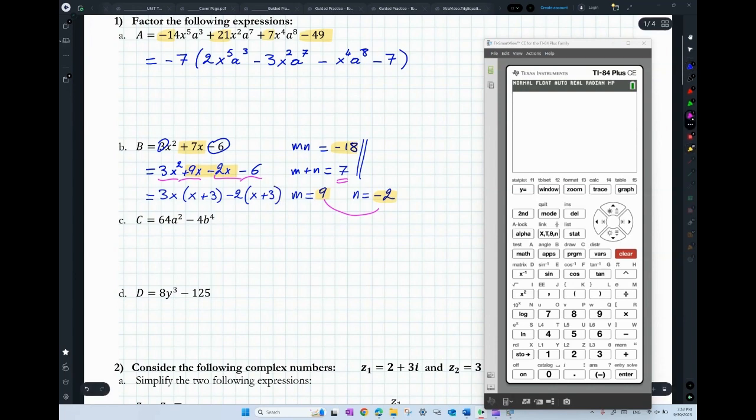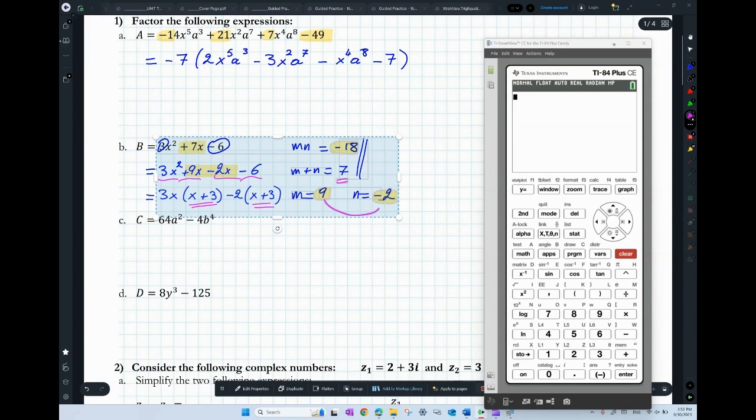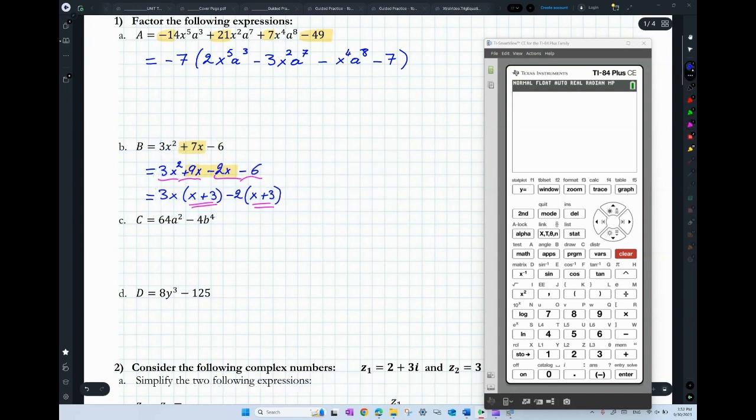Now appears a common factor that I'm going to factor out. So let me write it down here. I have x plus 3. So I'm factoring out this common factor, and I'm left with 3x minus 2. Now, would you prefer a more visual way?